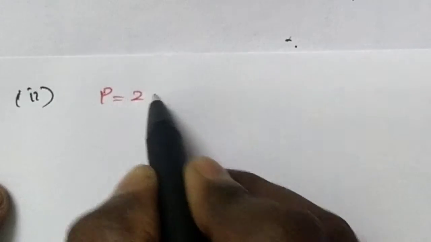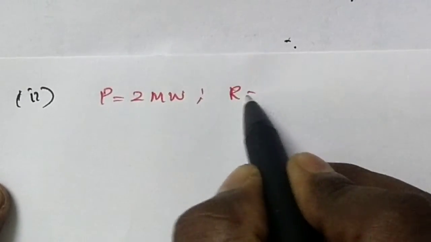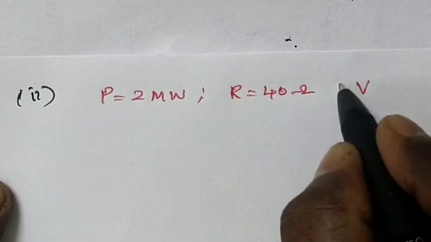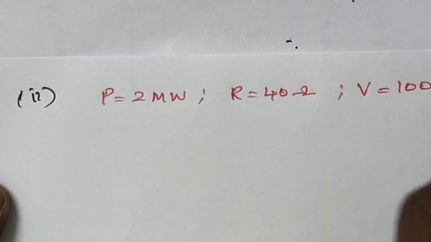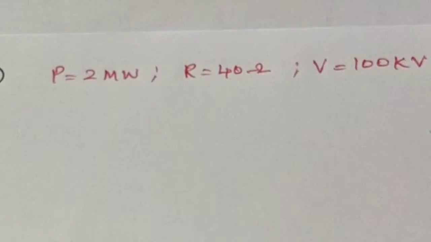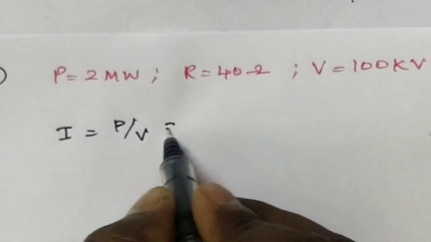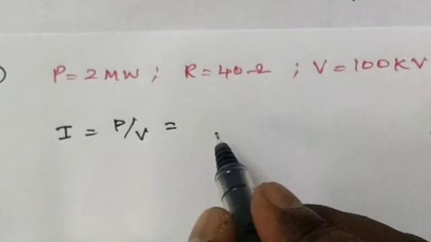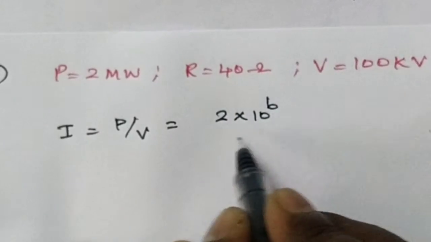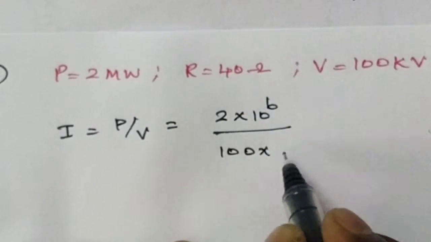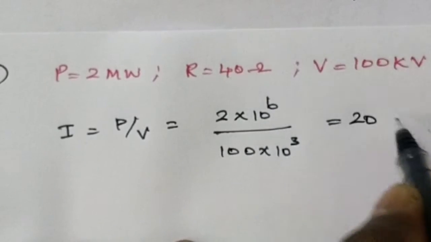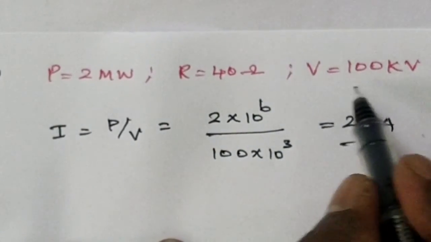Now moving to the second case. It is the same power, 2 megawatt, and the resistance is the same 40 ohm. This time we are using the higher voltage, that is 100 kilovolt. Now we can find the current, which is power by voltage. Power is 2 into 10 power 6 and voltage is 100 into 10 power 3. So the current is 20 ampere. It is a low current, high voltage.